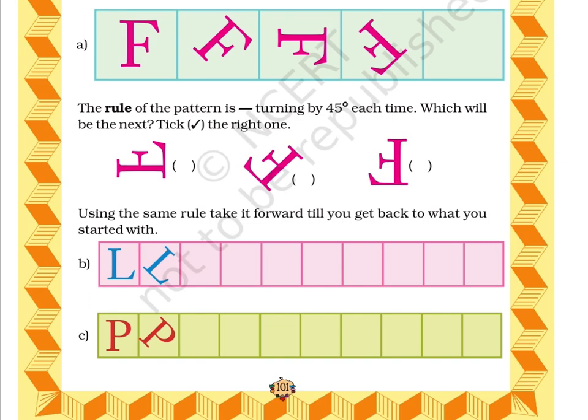B. The letter L is shown following a rule of the pattern, turning at a particular angle. 2 instances are shown, 8 more instances have to be drawn by you. C. The letter P this time follows the same pattern. Again, 2 instances have been shown and 8 more are to be drawn by you.